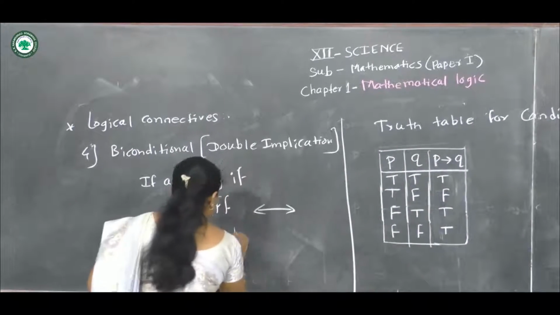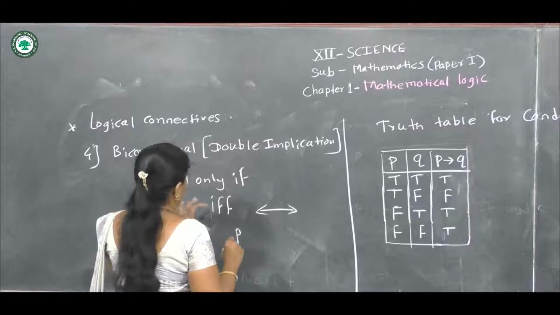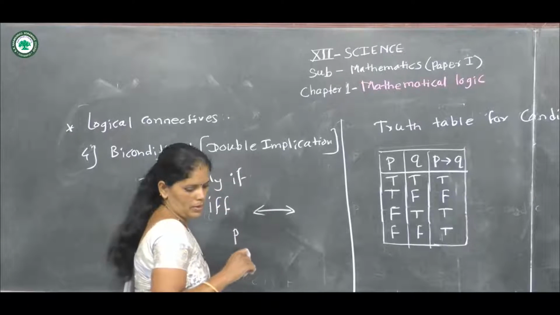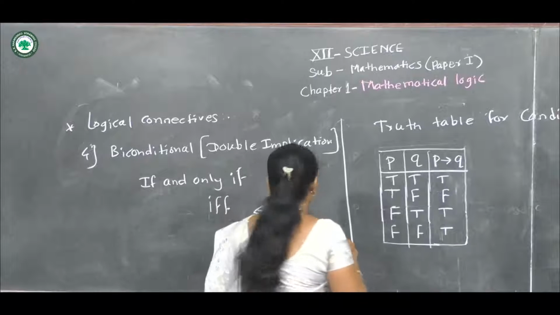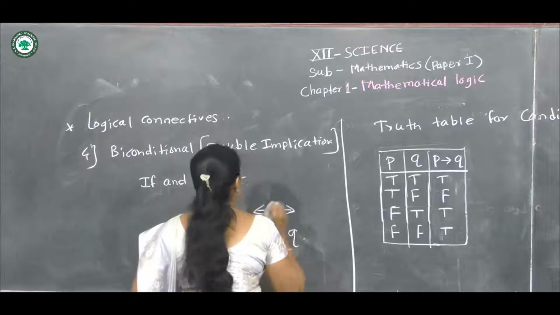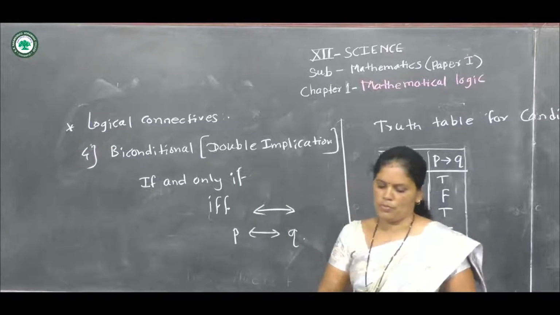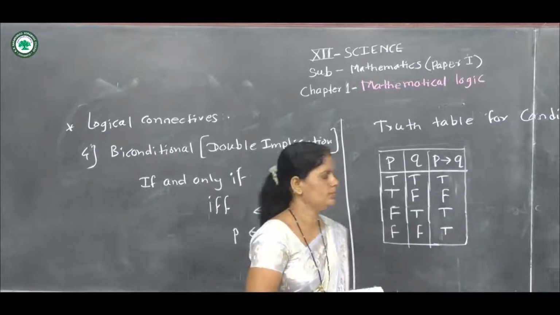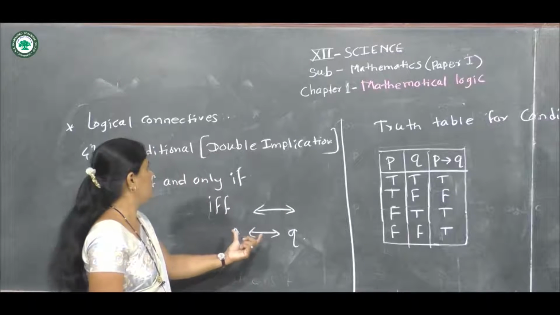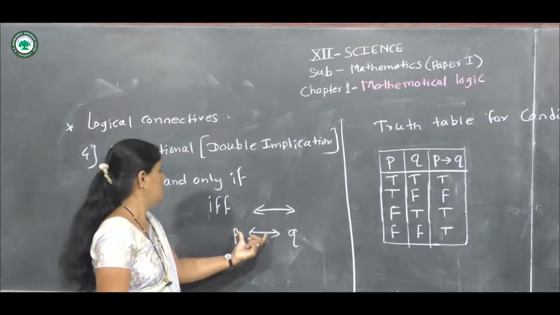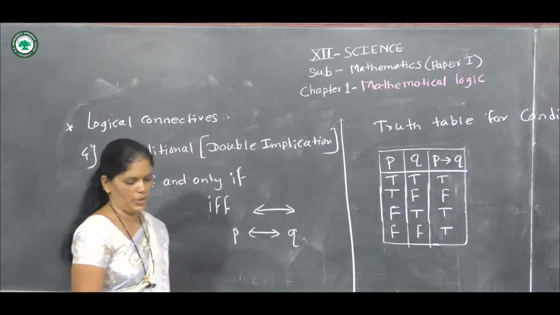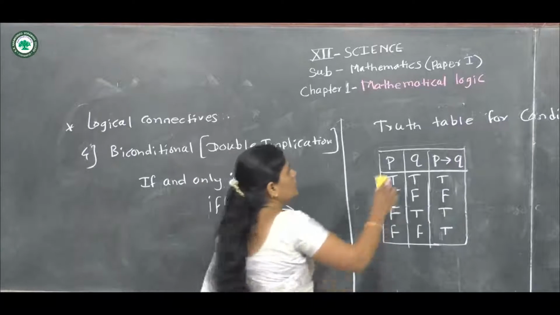The first statement is P, and the biconditional is written as P if and only if Q, that is, P double implication Q. Next, the truth table for the biconditional.